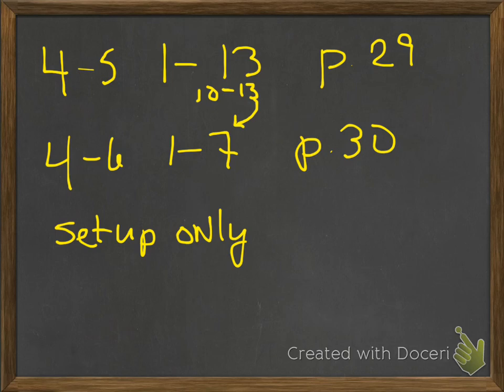1 through 7 on 4-6. Well, starting on number 10 on 4-5 till number 7 on 4-6, it'll be just a setup. And I'll show you what I mean. Because tomorrow we'll practice doing it with the calculator, so that should help you get ready for the test. Okay. Everyone got the assignment?